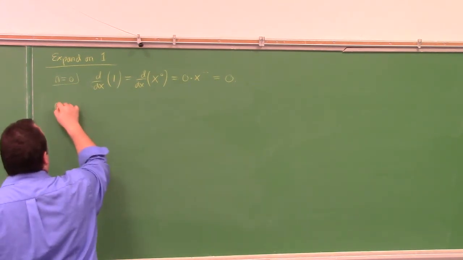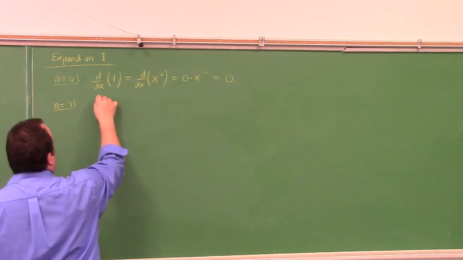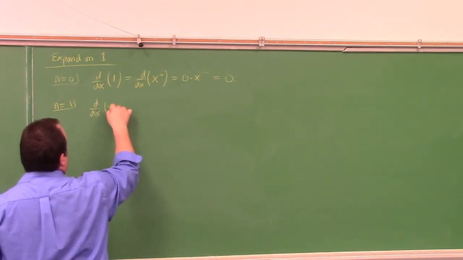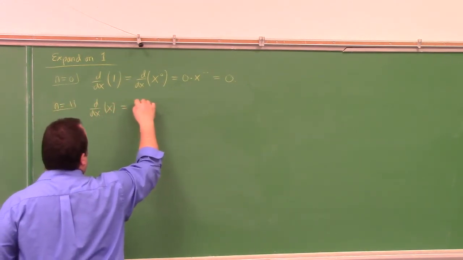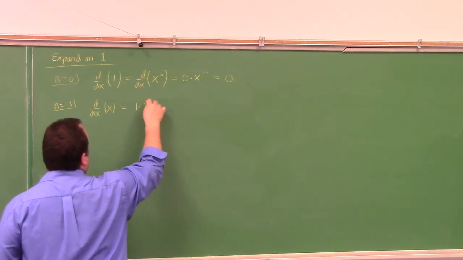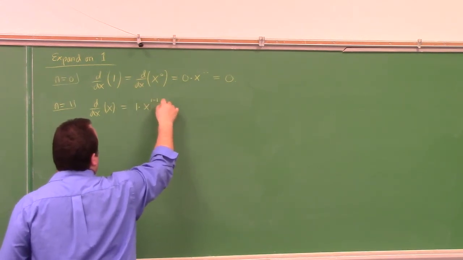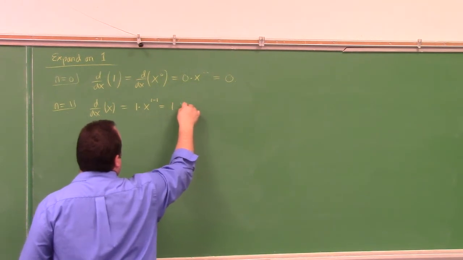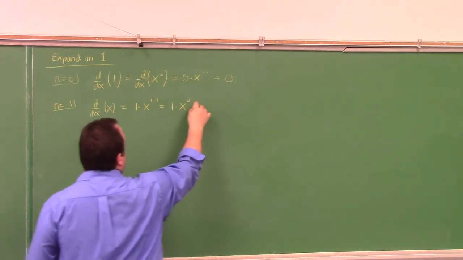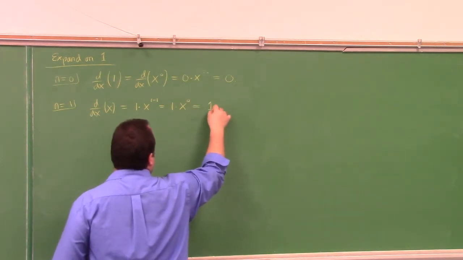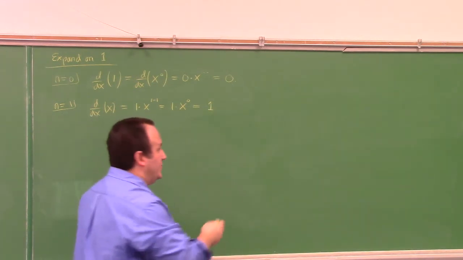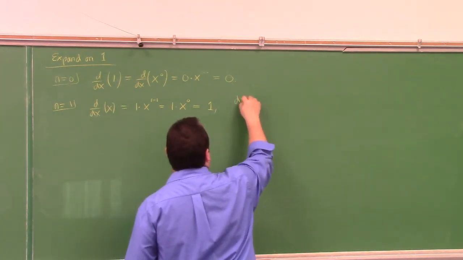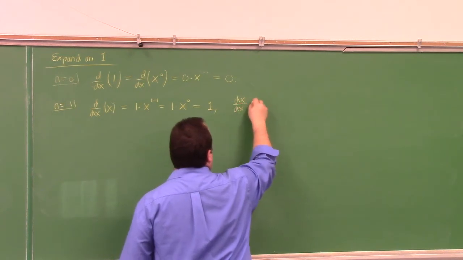n equals 1, we worked that one out from the limit. d dx of x, that's 1 times x to the 1 minus 1, which is 1 times x to the 0, which is 1. In other words, we have that d dx of x equals 1.